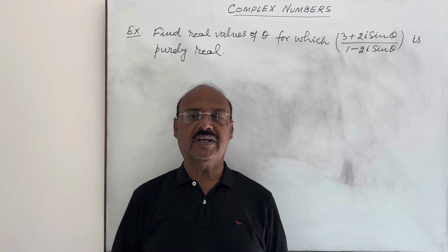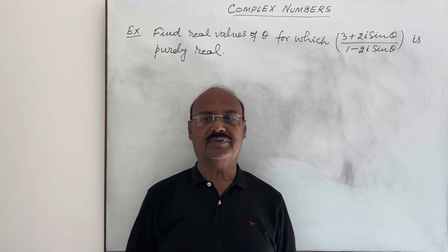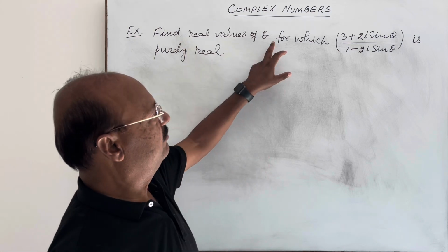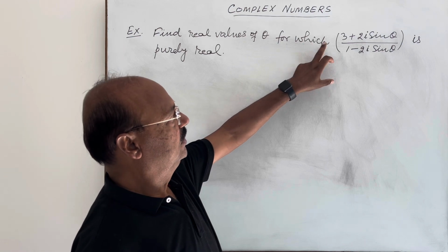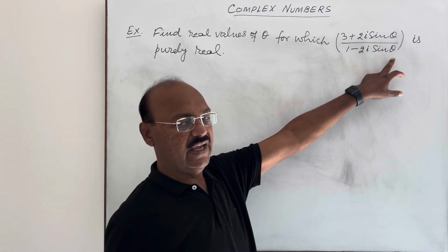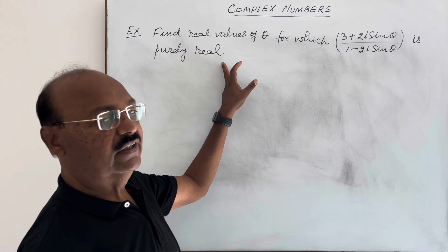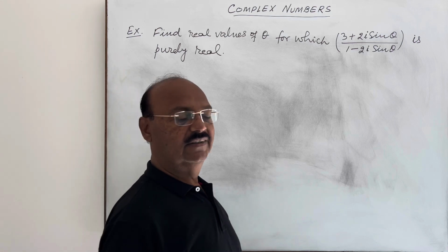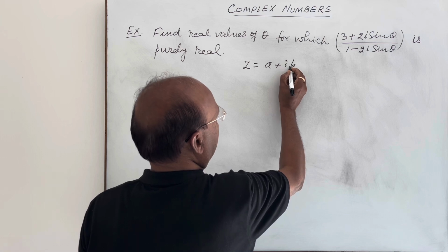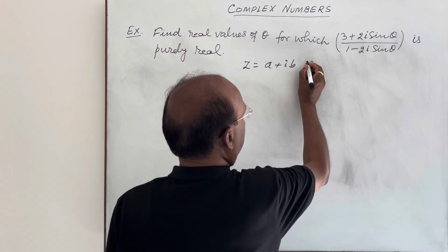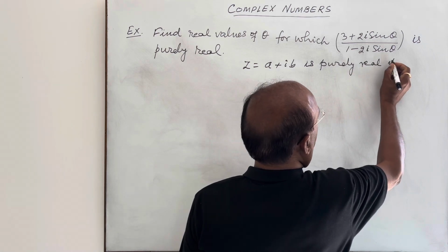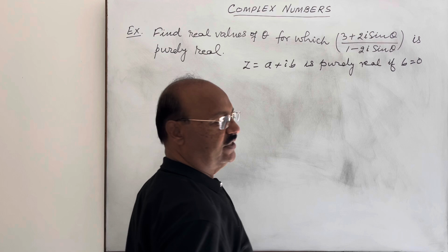The question which we are discussing here, we have taken from complex numbers. Here the question is: find real values of theta for which (3 + 2i sin theta) / (1 - 2i sin theta) is purely real. Purely real means if z is a complex number a + ib, this is purely real if imaginary part b is equal to 0.